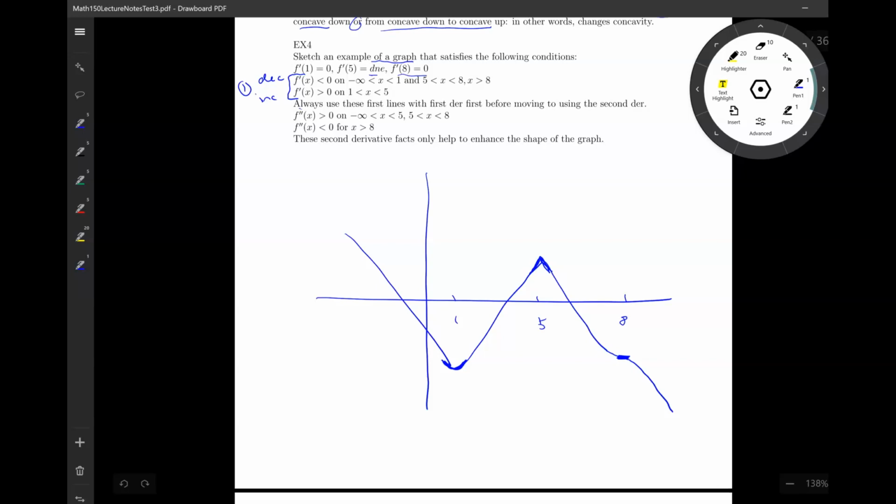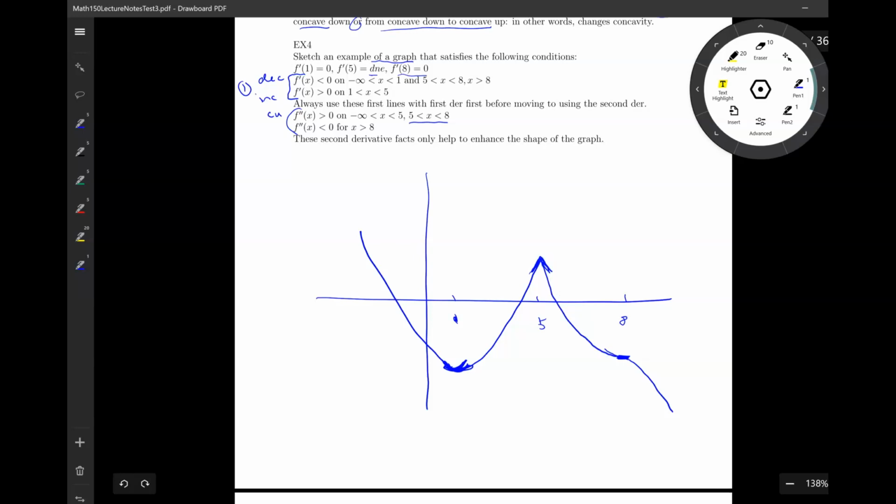Okay, so now these two will tell us about the shape of the graph. Second derivative positive says it's cupped up. So it's cupped up between negative infinity and 5. So all the way to here and all the way back here. So it matches. I'm just going to get rid of some extra lines here. So it matches that the bottom here is slope 0 at 1. And it's cupped up. Okay, it's also cupped up from 5 until 8.